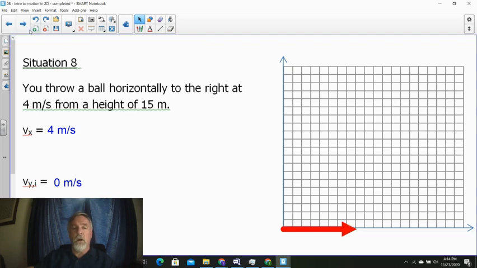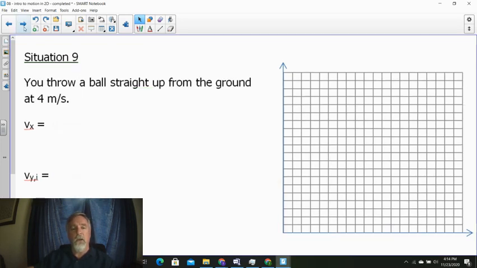Can we make that a little bit more complicated? Yes, let's take one more step. So instead of the first one, where we just dropped the ball, and the second one, where we rolled the ball horizontally, what if instead we throw it straight up?